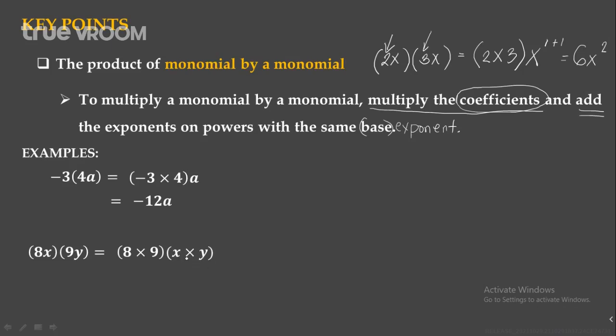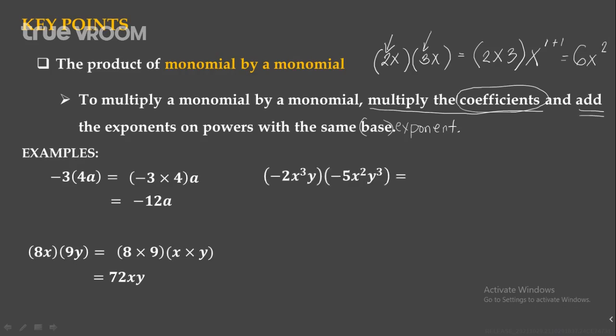So why did I not add the exponents? Because they are not the same. I did not add the exponents because y is different from x. If they are not the same, you should not add the exponents. Rather, you just need to multiply them. So what is 8 times 9? 72. What is x times y? xy. Yes, so that is the answer, 72xy.